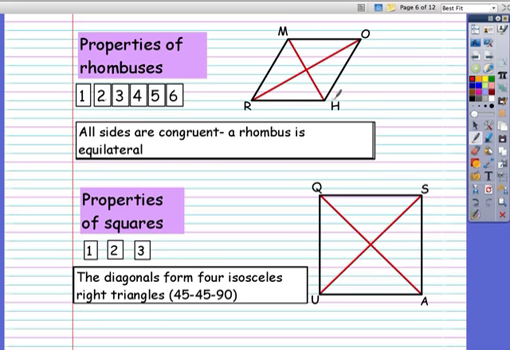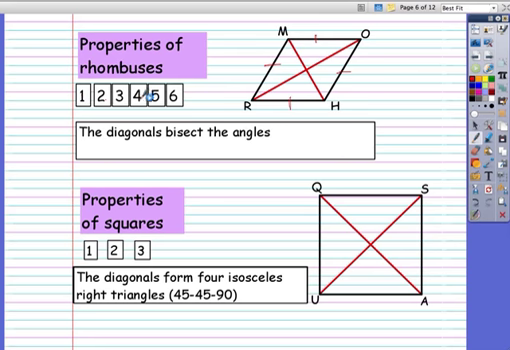Additionally, a rhombus has every side congruent. So MO is the same length as OH, is the same length as HR, is the same length as RM. Okay, so all the sides are the same. Every angle is bisected by a diagonal. So that means angle M here, MH divides M into two congruent angles. So each one of these angles is divided perfectly in half by the bisector.